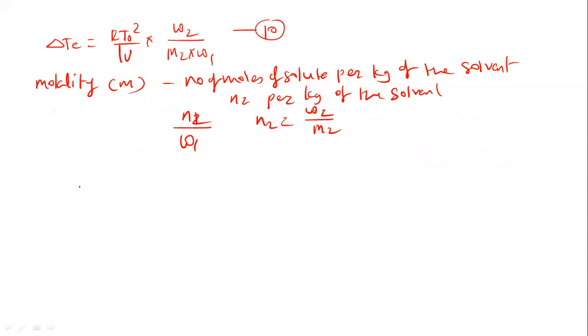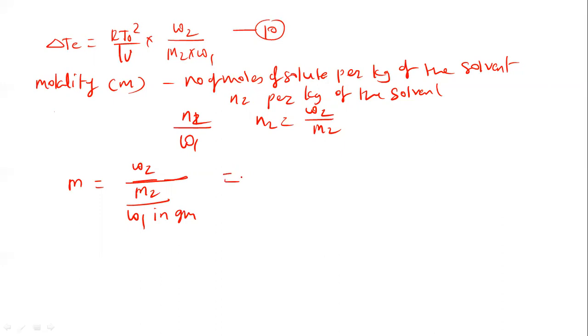So let us do this. So molality m is equal to, by putting this N2, W2 upon M2 divided by W1. Now the weight of the solvent is given in gram here, but according to the definition, it should be in kg. So let us convert this W1 to kg. So we have to divide it by 1000.